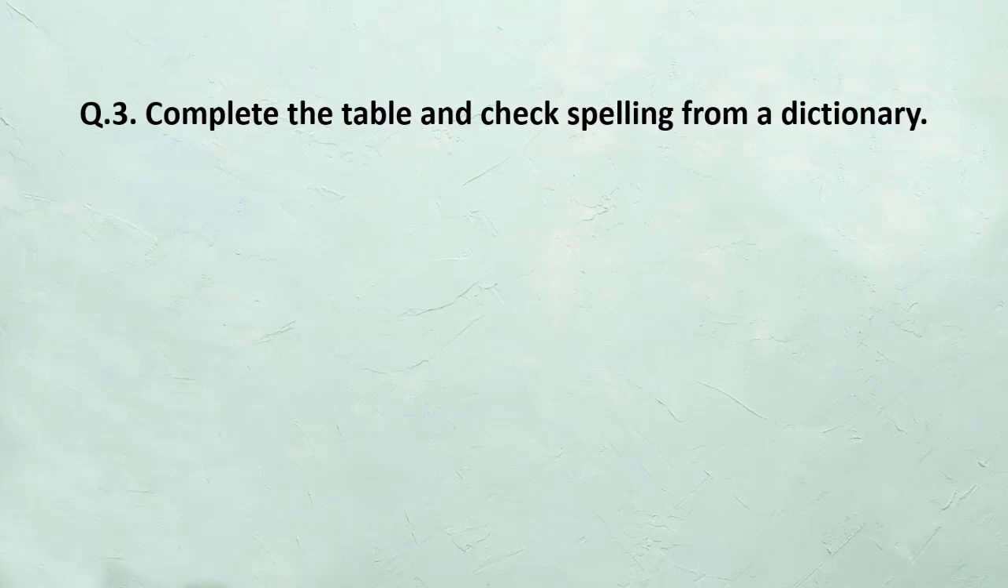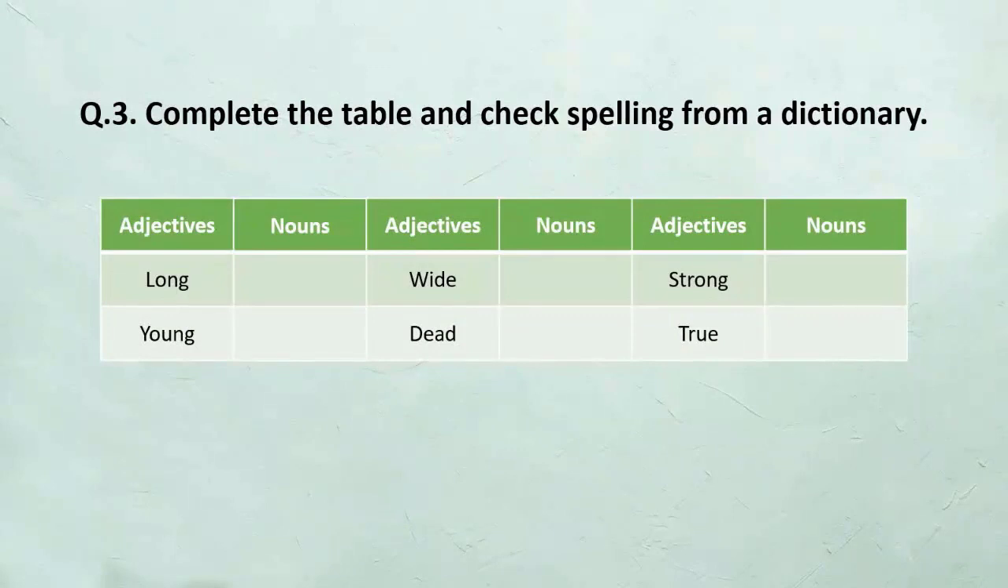Now we have another exercise for you, but don't forget the use of a dictionary. The first adjective is long, the second one is young, the third one is white, the fourth one is dead, the fifth one is strong, and the sixth one is true. Now remember, you have to change these adjectives into nouns by changing the spelling of the base word. Take some time and think about that.